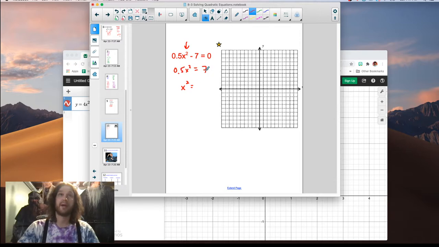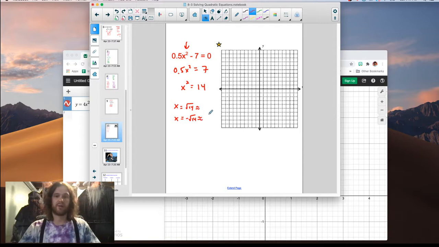And when you divide by a half, it's the same as multiplying by 2, which will give us x squared equals 14. And then we will get two answers. One of them is going to be the square root of 14. One of them is going to be whatever the negative version of the square root of 14 is. And we'll have to round that out. So that's going to be 3.74. So 3.74 is one of our options, and negative 3.74. And we're going to do this graphically as well.